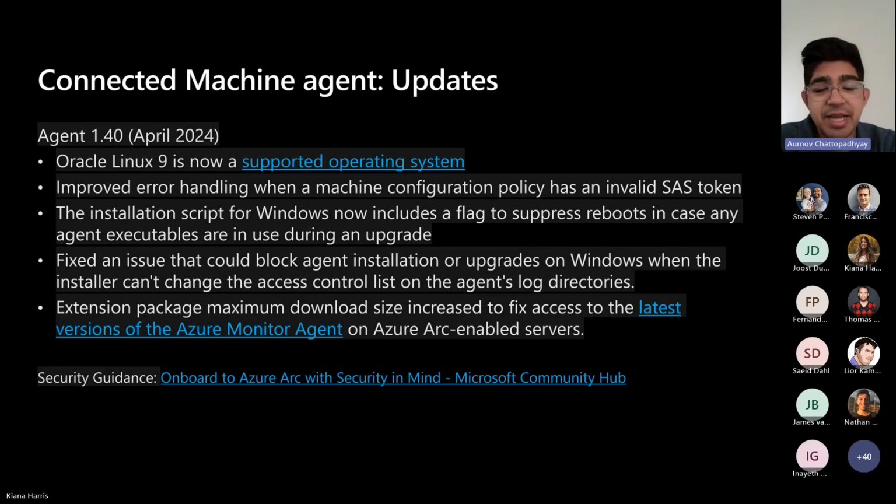Other focus areas have been improving our error handling with our machine configuration policy, suppressing reboots, fixing some of the agent installation issues that we've detected with installers on our Windows servers, and also modifying the extension package maximum download size associated with the AMA extension, ensuring that that can now be deployed with the latest version on Arc Server.